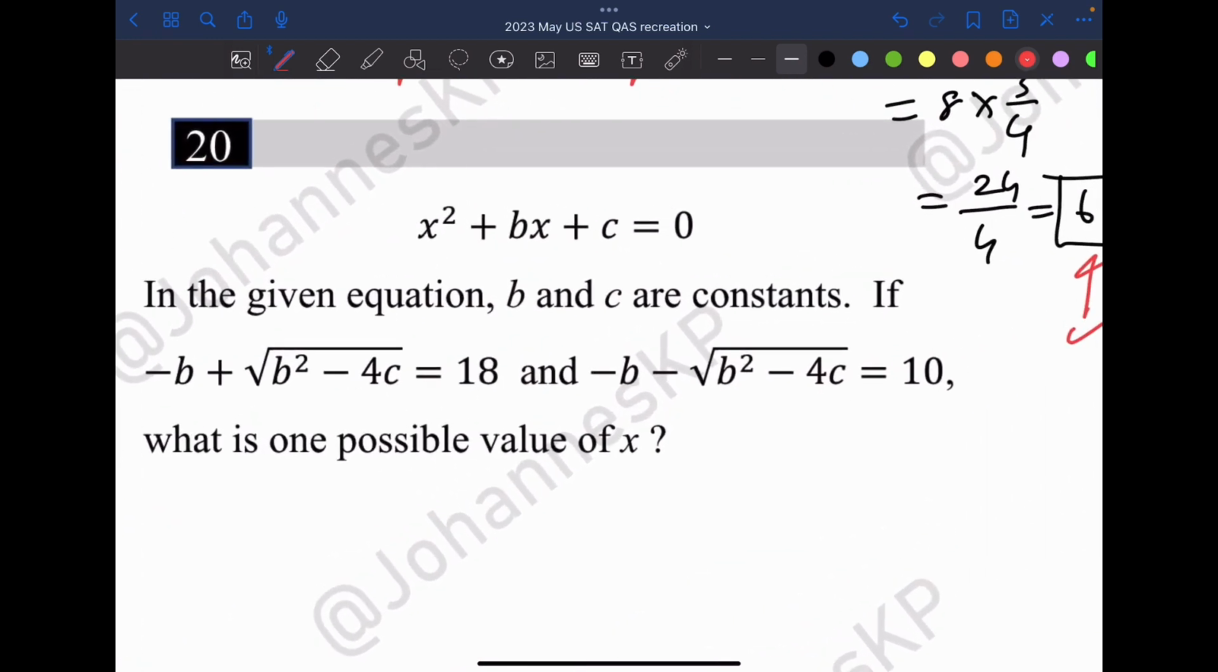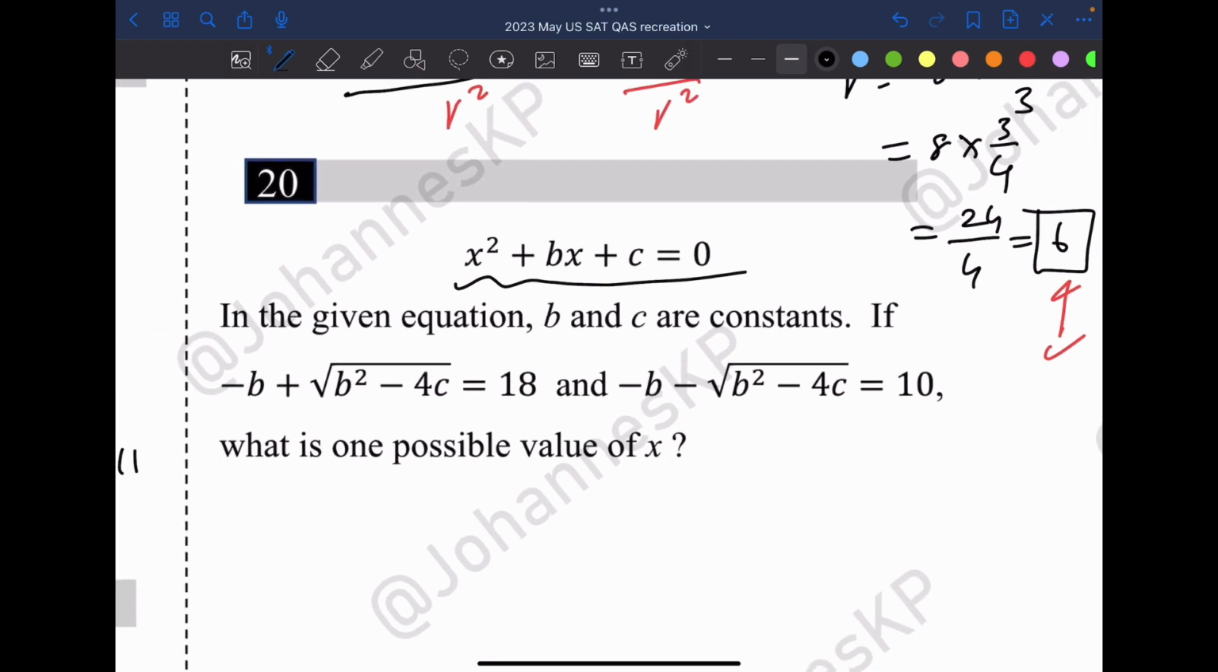And last question, question number 20, we have a quadratic like we always do, and then it says in the given equation, b and c are constants. If negative b plus the square root of b squared minus 4c is 18, and negative b minus the square root of b squared minus 4c is 10, what is one possible value of x?